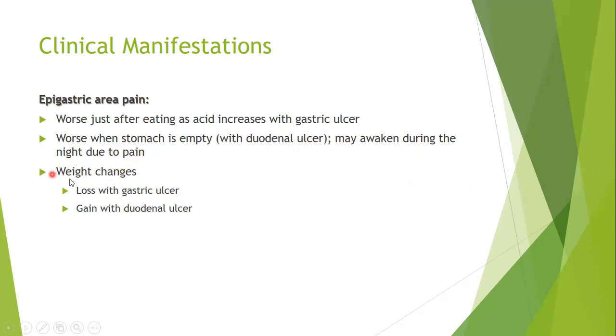Weight loss, or weight changes. The weight changes differ. In gastric ulcers, patients will lose weight. Why? Because the ulcer is in the stomach, and when the patient eats, they experience pain. So patients with gastric ulcers tend to feed less. Whereas in duodenal ulcers, you may see weight gain. Why? Because the pain of duodenal ulcer is oftentimes relieved by eating. When a patient eats, the pain reduces, so they tend to gain weight. The pain is worse when the stomach is empty and it is relieved after eating, so they'll gain weight.